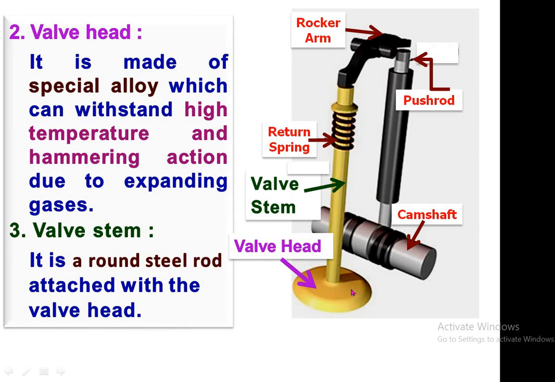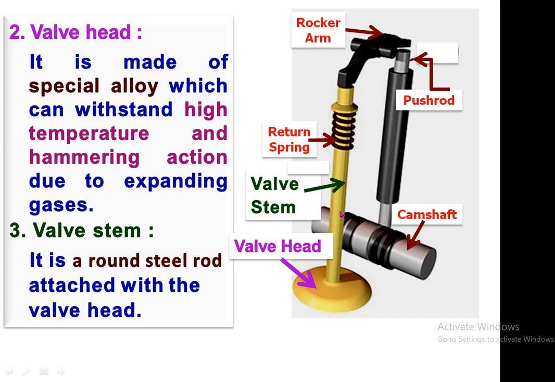Now, valve head. See, this is the valve head. It is made of special alloy which can withstand high temperature and hammering action due to the expanding gases. As this valve opens in the clearance volume of the cylinder, this portion, the valve head, is always in touch with the clearance volume, and during the power stroke, due to burning of gas, there is a high temperature, as well as due to the expanding of gas, there is a hammering action inside the cylinder. So this hammering action as well as high temperature must be withstood by this valve head. So it is made of special alloy which can withstand high temperature as well as hammering action of the expanding gases.